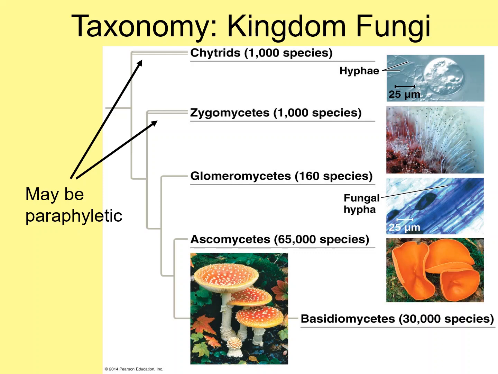Zygomycetes are very likely the types of fungi you find on foodstuffs, so things like bread mold. We can see here a picture of mold growing on a strawberry. Other things on sort of vegetable crops are very likely to be in this group.